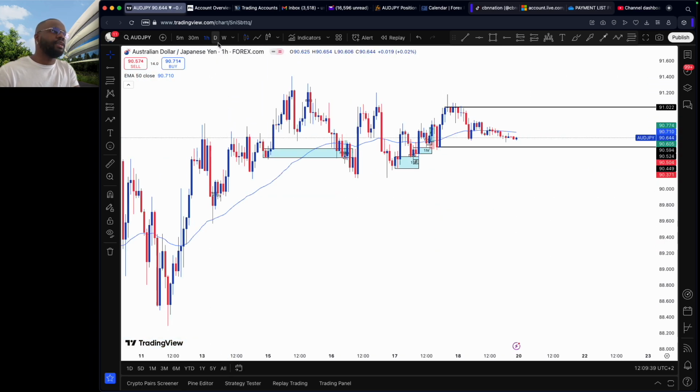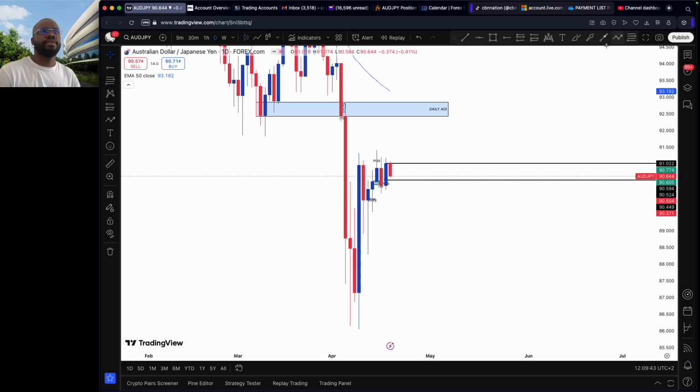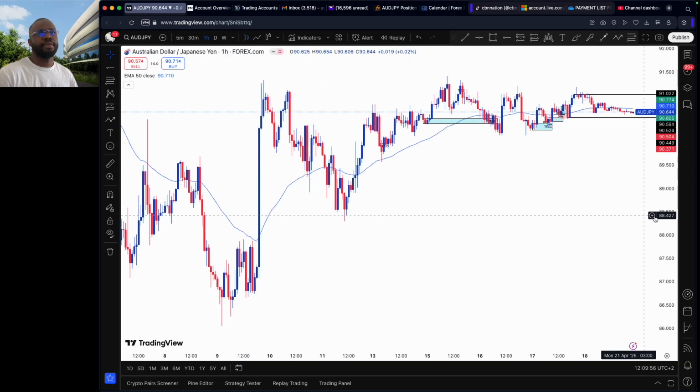Then I have AUD JPY. AUD JPY is still in the phase of pulling back to the daily area of interest, but we have not gotten to the area of interest yet, so I'll still be open to look for buys only if we see this. Let's go to the 1 hour time frame.